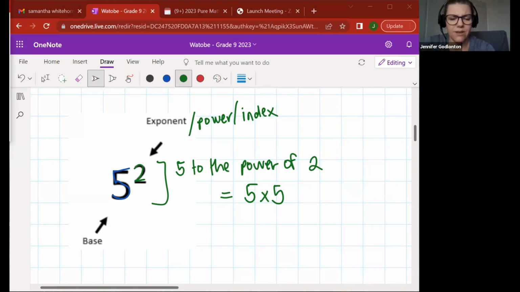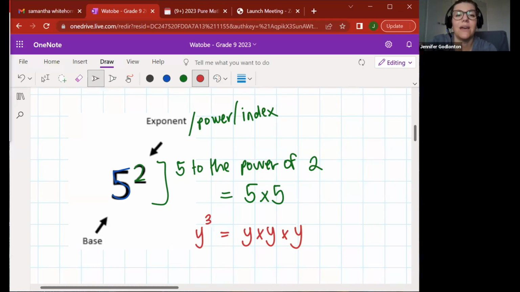Okay, so if I had 5 to the power of 3, then it would be 5 times 5 times 5. If I had y to the power of 3, now all we're doing is making it a y instead of a 5. So I'm going to say y to the power of 3. All that means is it's y times y times y. So it's just saying it's that number or that variable multiplied by itself that many times.